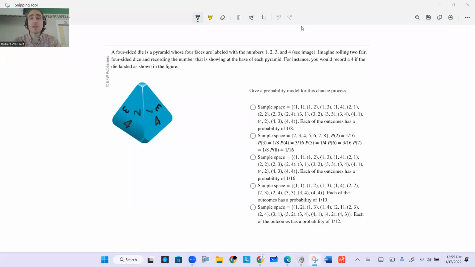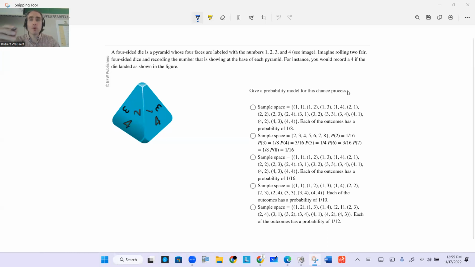For question 1, we have a four-sided die in the shape of a pyramid. Each face has 4 numbers on it. We're trying to roll 2 times. Imagine rolling 2 four-sided dice, recording the number that is showing on the base of each pyramid. In this case, we got a 4 and a 4. For instance, you would record a 4 if the die landed as shown in the figure. So we would like to give a probability model for this chance process.